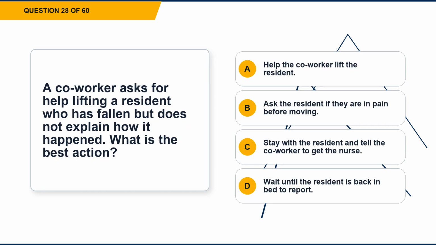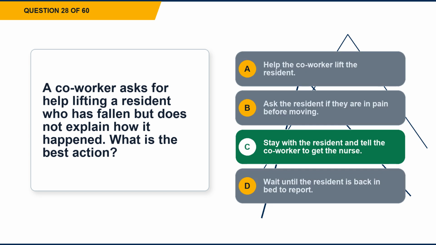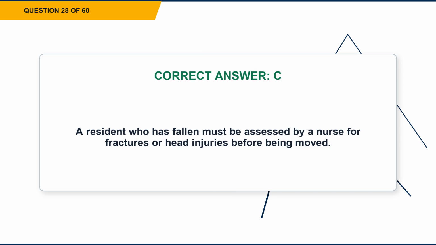Question 28. A coworker asks for help lifting a resident who has fallen but does not explain how it happened. What is the best action? Option A, help the coworker lift the resident. Option B, ask the resident if they are in pain before moving. Option C, stay with the resident and tell the coworker to get the nurse. Option D, wait until the resident is back in bed to report. The correct answer is option C, stay with the resident and tell the coworker to get the nurse. Explanation: a resident who has fallen must be assessed by a nurse for fractures or head injuries before being moved.